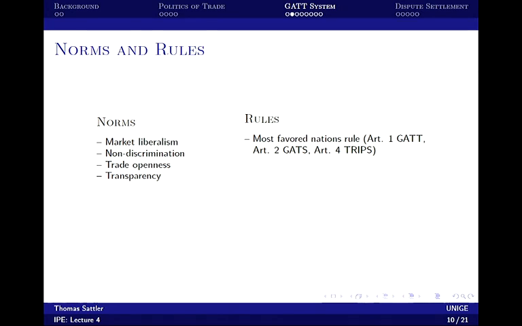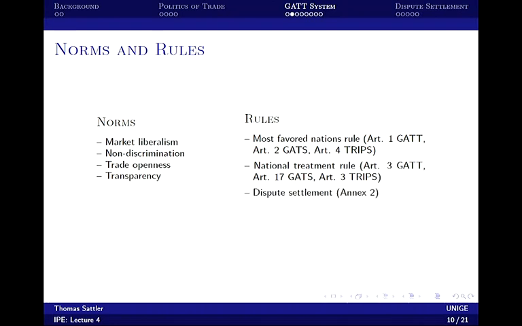So this most favored nations rule is specified in several treaties. The WTO is based on a series of treaties. The first one is the General Agreement on Tariffs and Trade, Article 1. It's in Article 2 of the General Agreement on Trade in Services, which is the GATS, and in Article 4 of the Trade-Related Aspects of Intellectual Property Rights treaty. Then we've got the National Treatment Rule, which basically means that you don't apply different technical standards to producers from abroad than you do to producers from home. You have the dispute settlement mechanism, and you have the trade policy review.